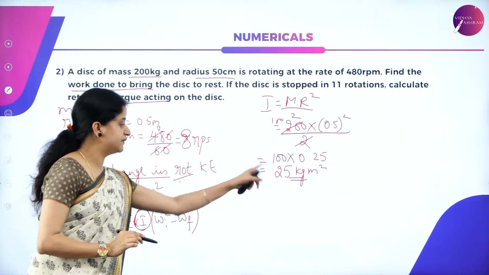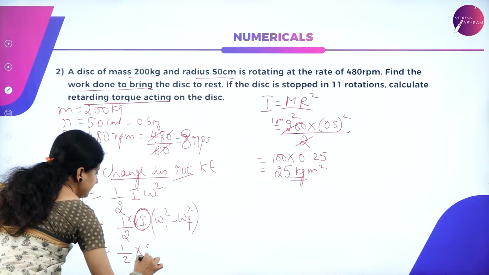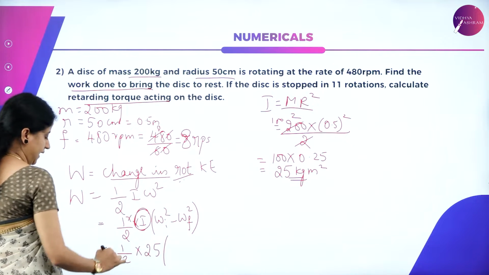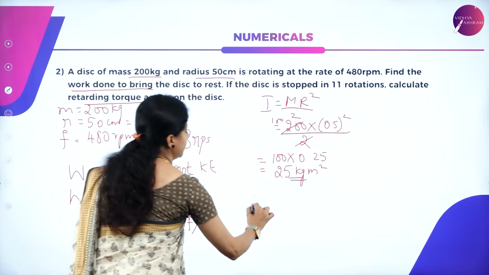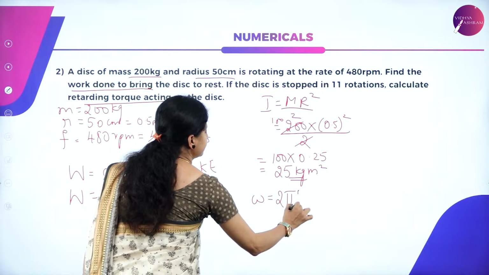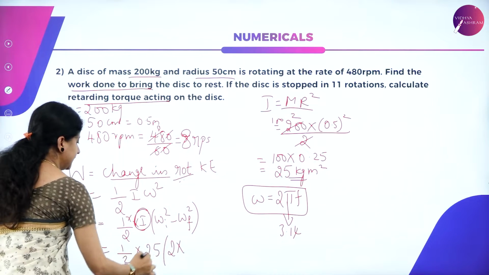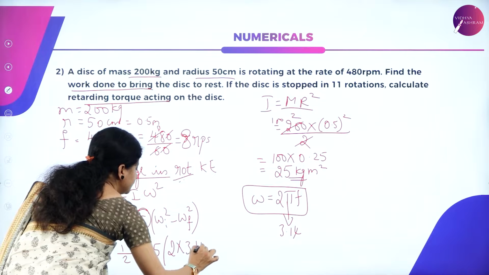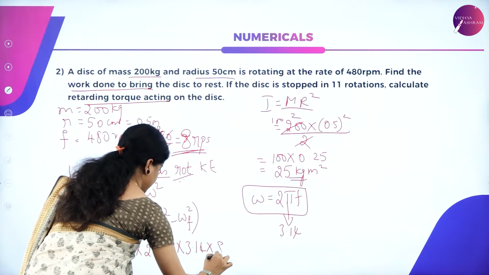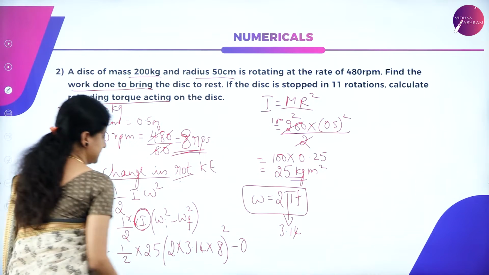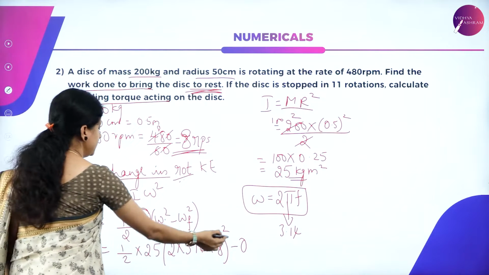So let us substitute the value of I in this expression. We will get half into I value, which is 25, and omega square, that is nothing but 2 pi f. The formula to find omega is 2 pi f. What's the value of pi? It is 3.14. So I can write it as 2 into 3.14 into f, which is 8 rotations per second. So 8 the whole square minus 0, because the final position is rest position. The value will be 0.